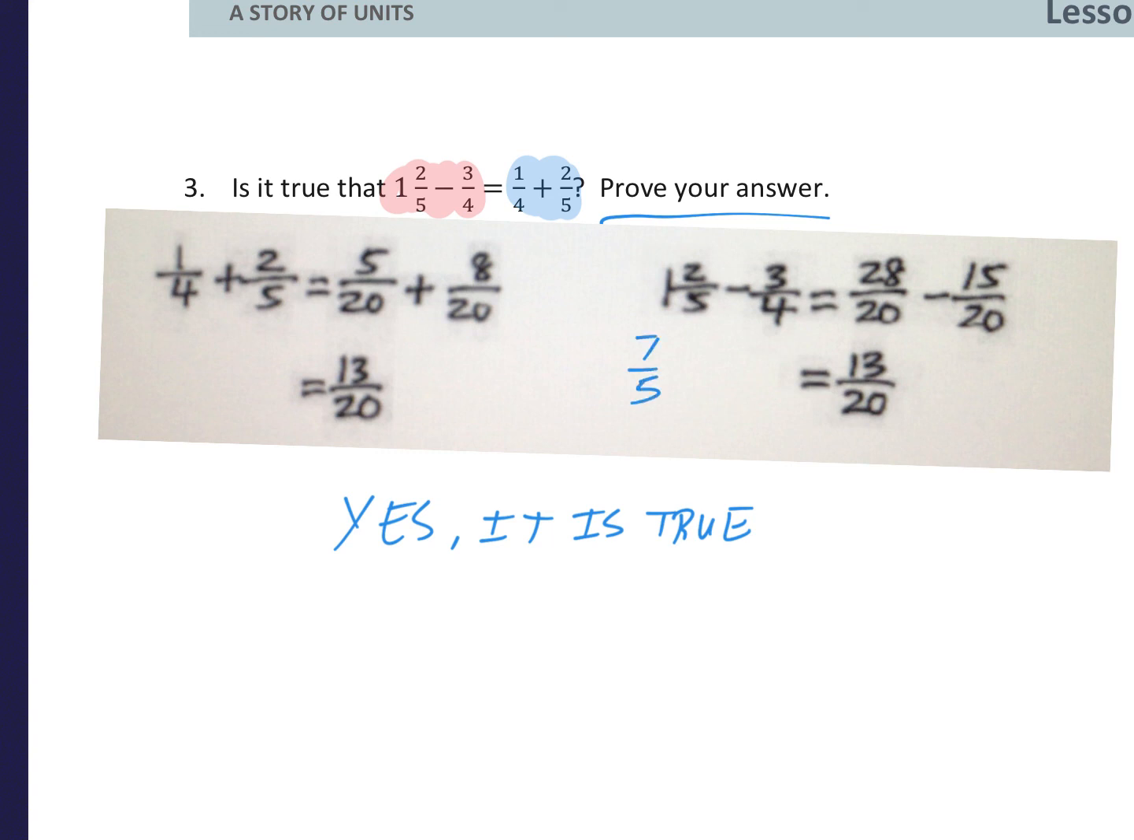7/5. And then if we're going to do 5 and 4, if we want to make them the same denominator, we just multiply them by each other. 4 times 5 gives me 20, 4 times 7 gives me 28. And for the other one, 5 times 4 gives me 20, and 5 times 3 gives me 15. We got 28/20 minus 15/20. That gives us 13/20 as well. Kiss your brain if you got it right.